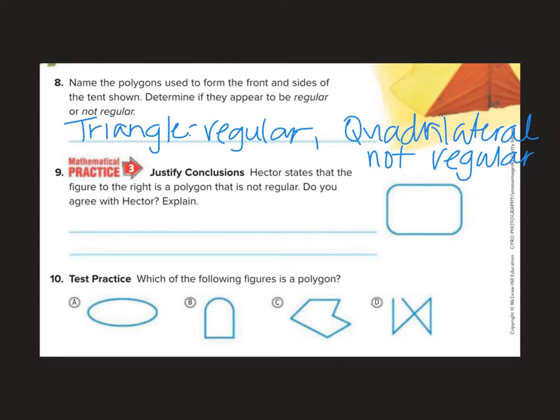Number 9, justify conclusions. Hector states that the figure to the right is a polygon that is not regular. Do you agree with Hector? No, it is not formed by line segments. There are no line segments.